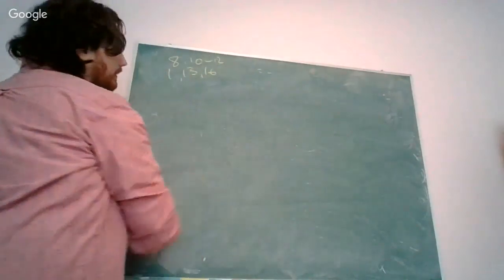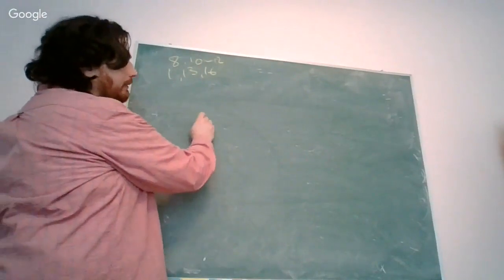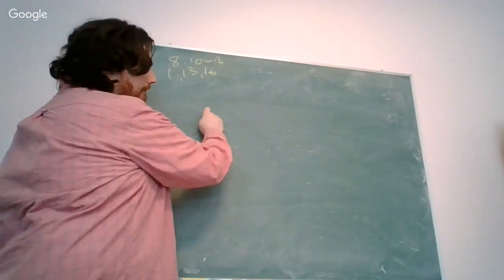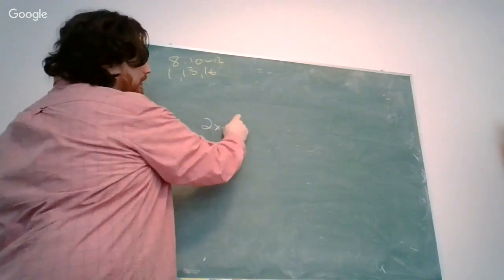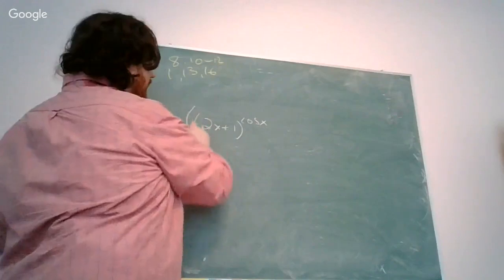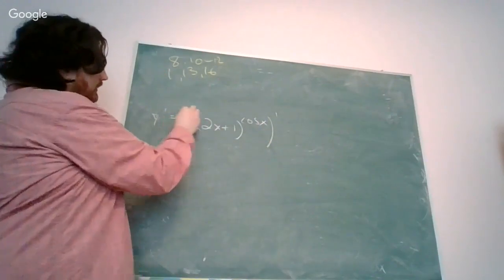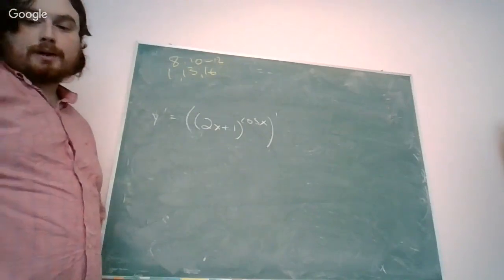The next one they had asked about was just the second part to that one, something along the lines of, let's find the derivative of 2x plus 1 to the cosine of x. So if I want to find the derivative of that, how do I do that?